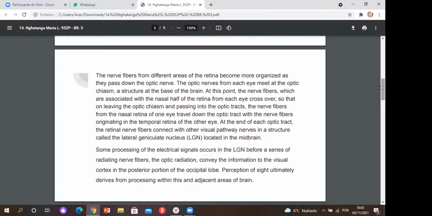At the end of each optic tract, the retinal nerve fibers connect with other visual pathway nerves in a structure called the lateral geniculate nucleus, located in the midbrain. Some processing of the electrical signals occurs in the lateral geniculate nucleus before a series of radiating nerve fibers, the optic radiation, convey the message to the visual cortex in the posterior portion of the occipital lobe. Perception of sight ultimately derives from processing within this and adjacent areas of the brain.